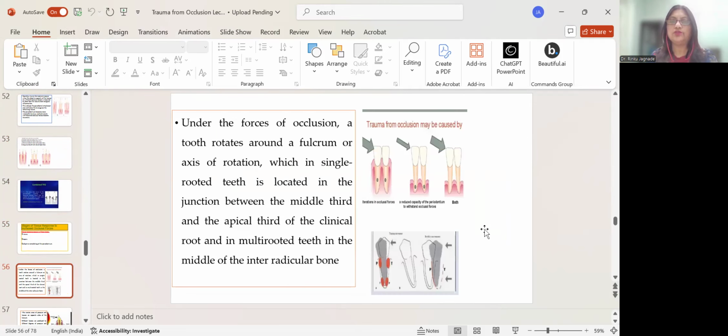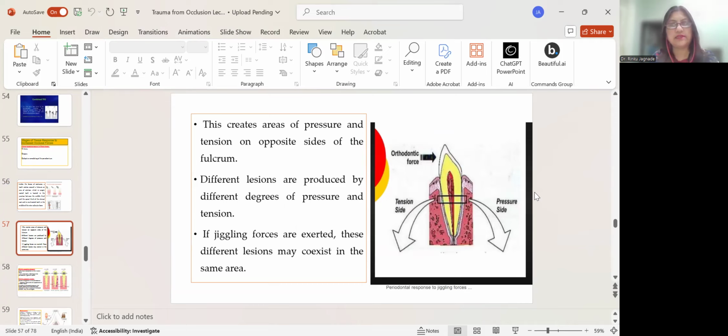Under the forces of occlusion, the tooth rotates whenever a force is applied. A tooth rotates around a fulcrum or the axis of rotation, which in a single-rooted tooth is in the area between the middle third and the apical third, and in a multi-rooted tooth is in the furcation area. When an excessive occlusal force is applied to the tooth, it creates areas of pressure and areas of tension.